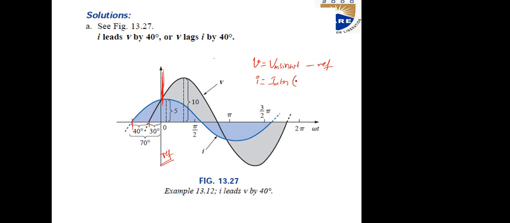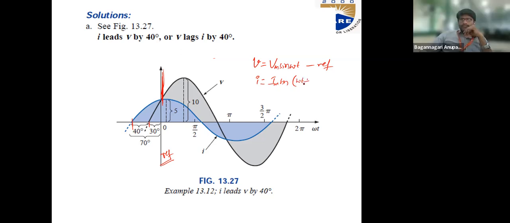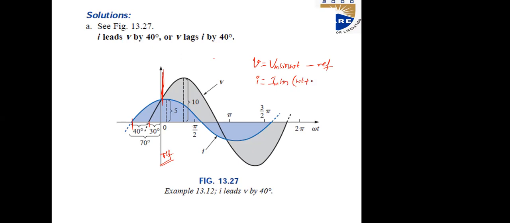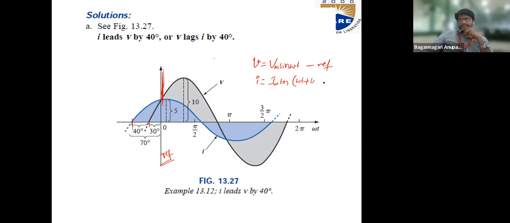Omega t plus phi. What is the magnitude of phi? 40. Yes, we can take it as 40 because we are taking V as a reference. So whenever I take V as a reference, this is the starting point. This point becomes 0, and the current is leading by only 40 degrees. So I add it here. You can represent the same thing with two different equations.